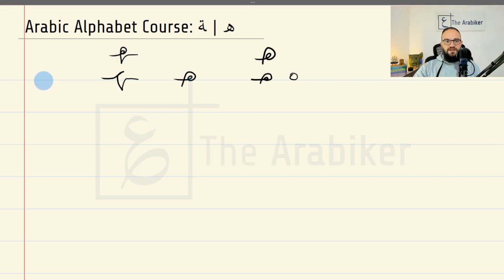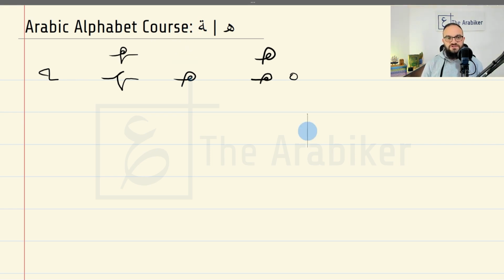Now in the final position, it looks like this. I don't know what to call it, but some kind of animal head, a camel's head maybe. However, you might notice that, okay, this looks a little bit similar to this, and we will get to that.